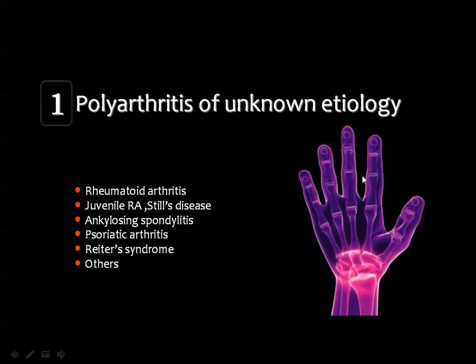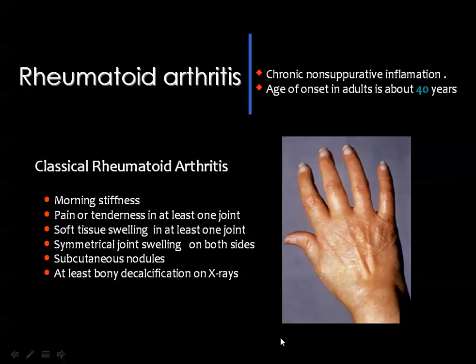This is the first group of polyarthritis of unknown etiology, which include rheumatoid, juvenile rheumatoid, ankylosing spondylitis, psoriatic arthritis, Reiter, and others. As I have mentioned, I will discuss this one and this one and this one in the first part of the talk of arthropathies.